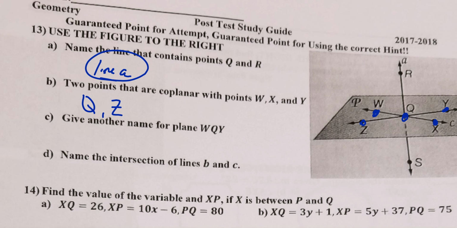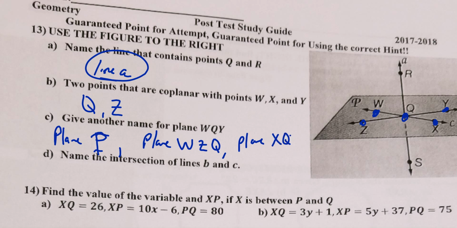Well, I could say plane P. That's like an uppercase script. If you don't like that script writing, you could just say plane and any 3 points, not W, Q, or Y. I could say plane WZQ. I could say plane XQY. They can't be collinear, right? That's the only thing. But all those work pretty well. The intersection of lines B and C is point Q. That's it.